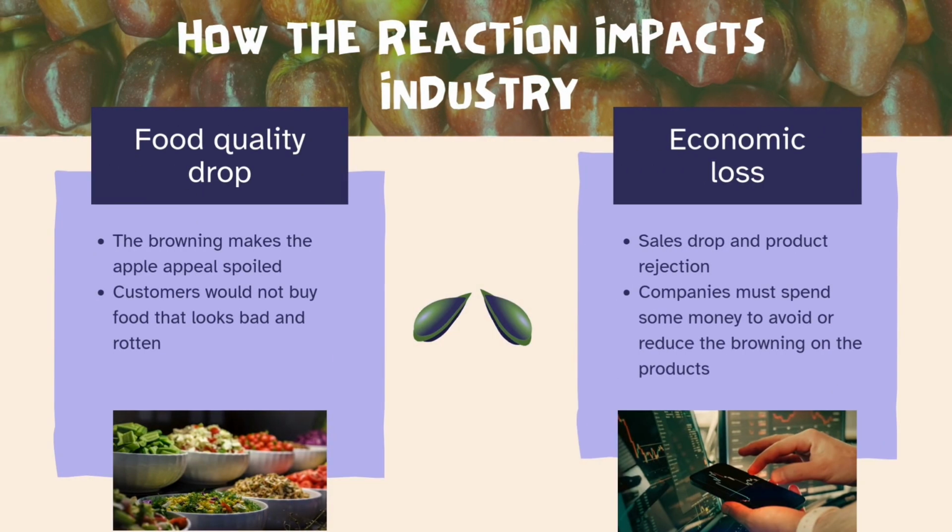So, how does the reaction impact industry? The reaction can impact industry because there will be a food quality drop. It is because the browning makes the apple appear spoiled. And if the apple looks spoiled, the customer will not buy the food because it looks bad and rotten. The next impact is there will be economic loss. It is because when no customer buys the product, sales will drop because of product rejection. And companies must spend some money to avoid or reduce the browning on the products.